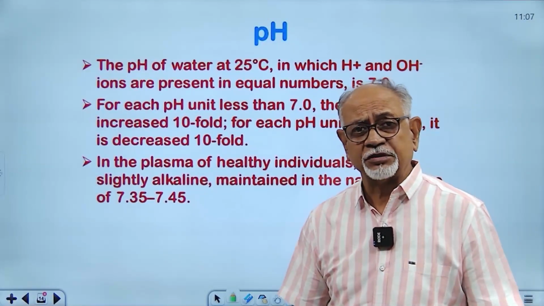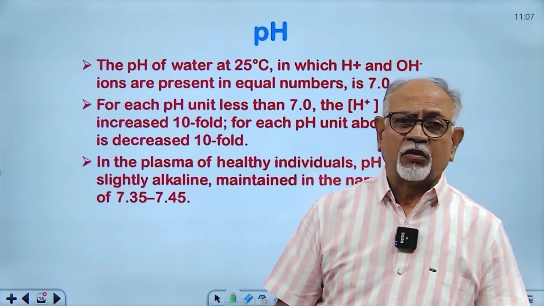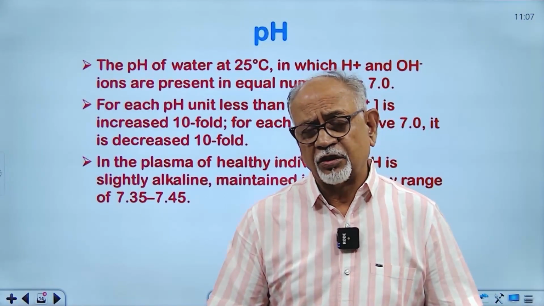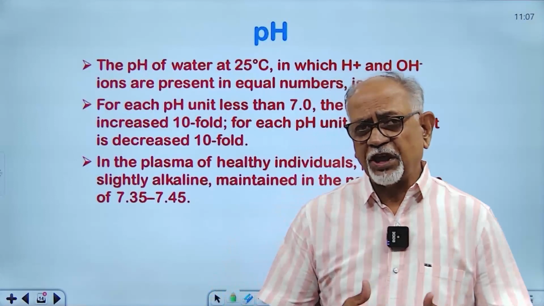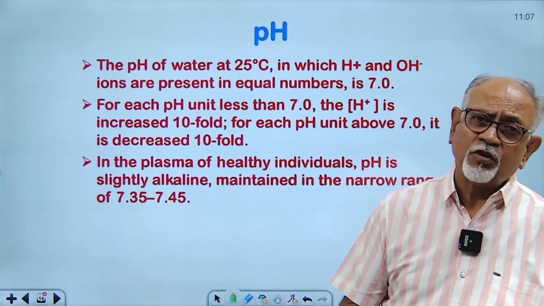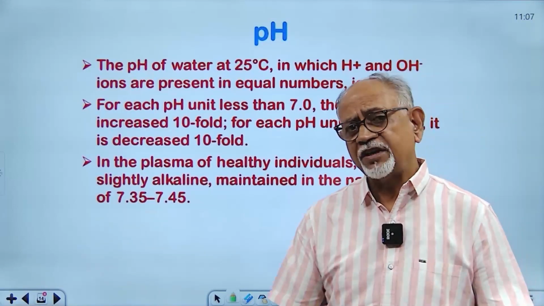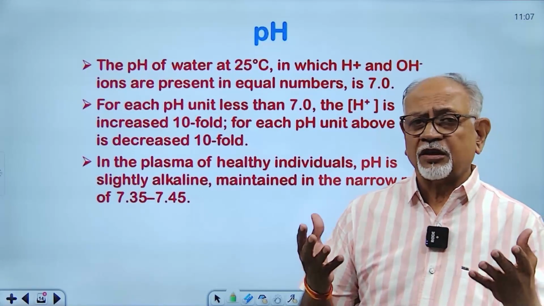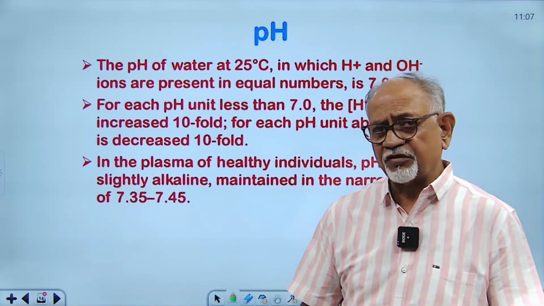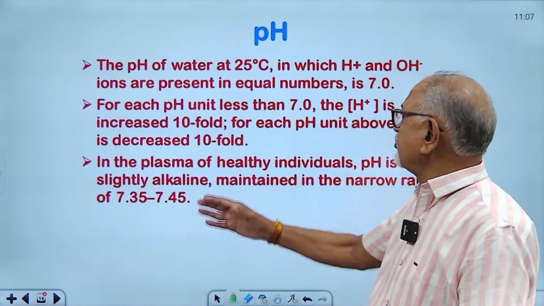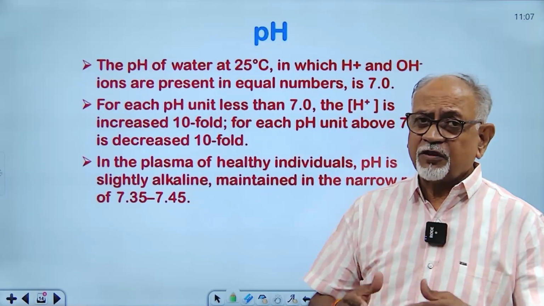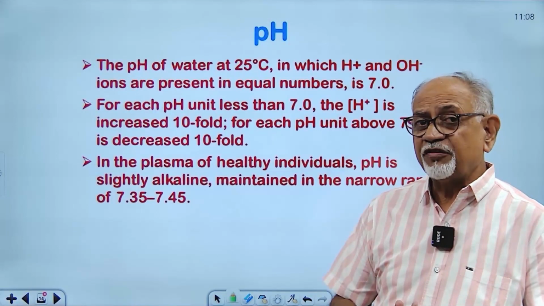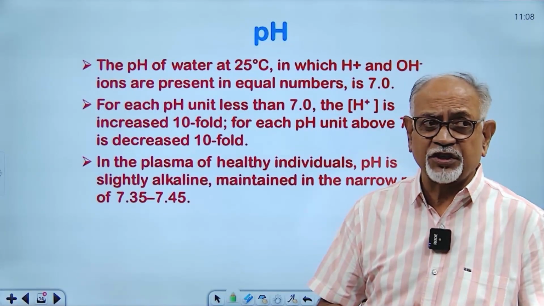Another important parameter in physiology is the hydrogen ion concentration, commonly called pH, the pH value. The pH value of water at 25 degrees centigrade is 7 when the hydrogen ion and hydroxyl ions are equal. So the value of pH comes 7. If the value of pH is decreased by 1 unit, that means increase in the hydrogen ion concentration 10 folds.